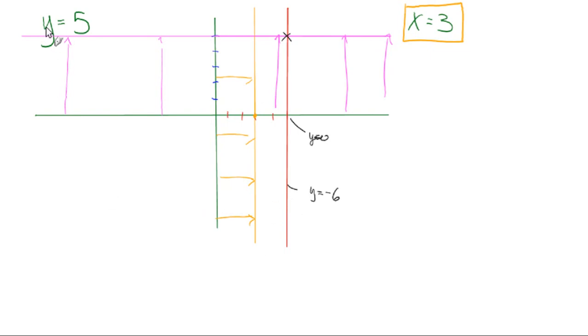So y equals a number is a horizontal line, and x equals a number is a vertical line. Those are important things to remember.